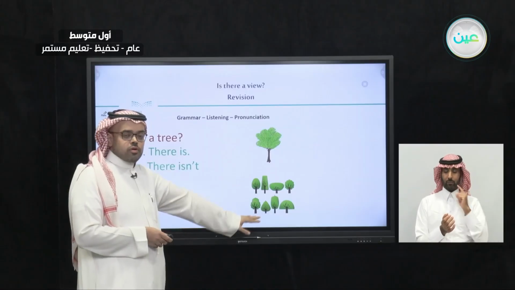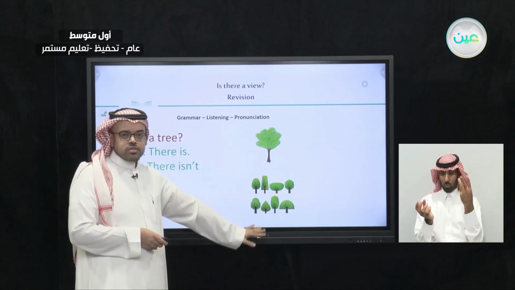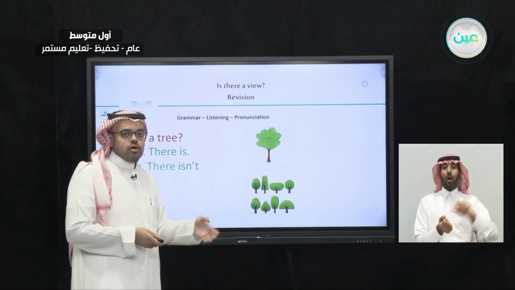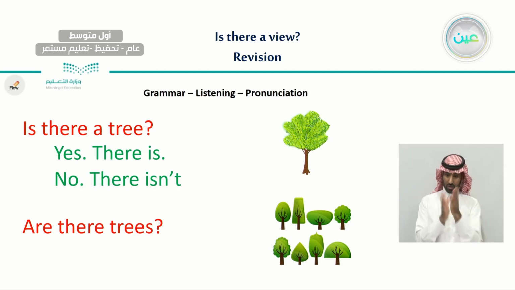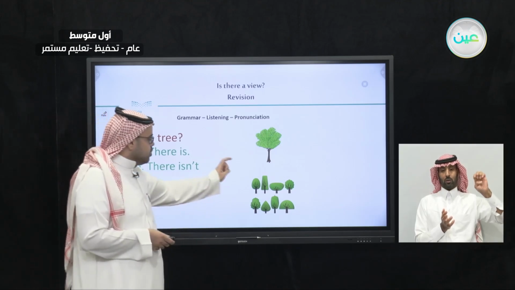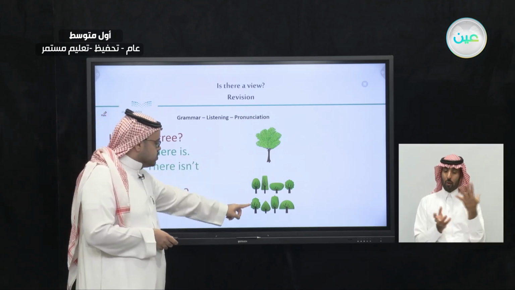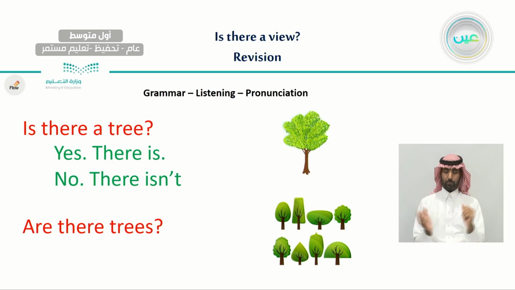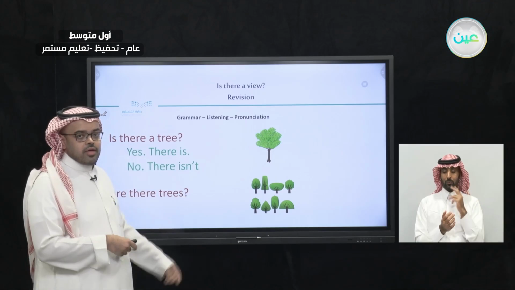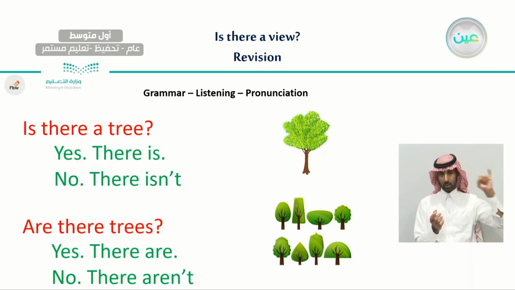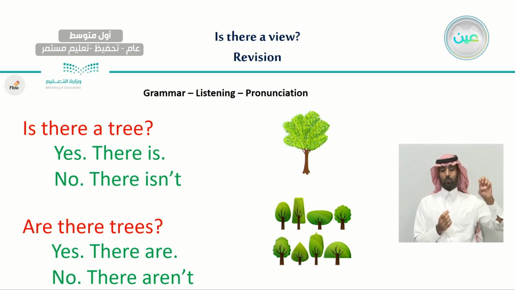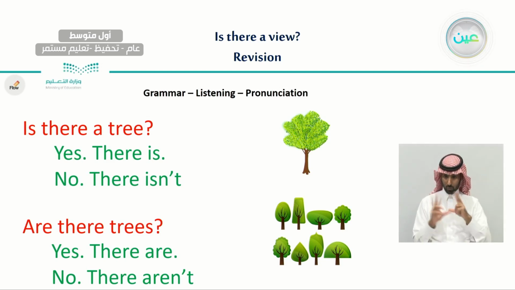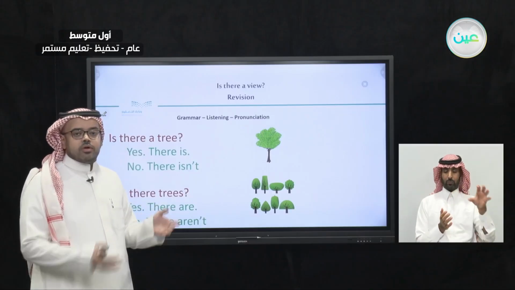The same goes for the group of trees we have here. If you want to make a question, instead of there are, we can use are there. So the question will be, are there trees? Why did we say are? Because as you can see, we have not only one tree, we have 2, 3, 4, 5, 6, 7, 8 trees. So for more than one, we use are, whether it's an answer, like yes, there are trees, or a question, are there trees? So this is how we use there is and there are.